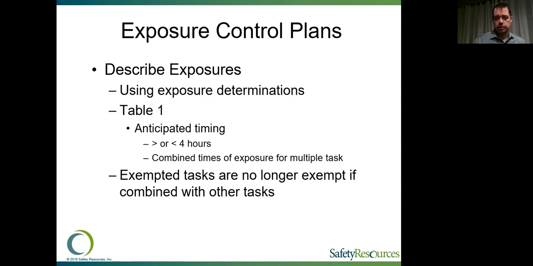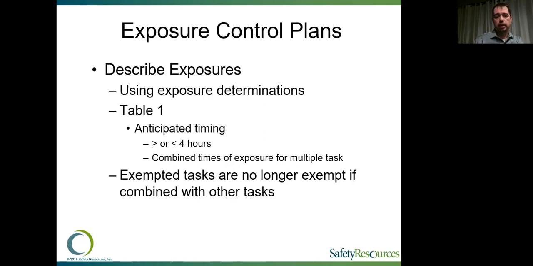So when describing those exposures, again, you need to make some type of determination of what the exposure level would be for that task with those appropriate controls in place. And again, what's your timing on those tasks going to be? Is it going to be greater than or less than 4 hours? Now, if you are actually having employees perform multiple tasks that fall under the exposure control plan, you're going to combine those times for what those exposures would be.